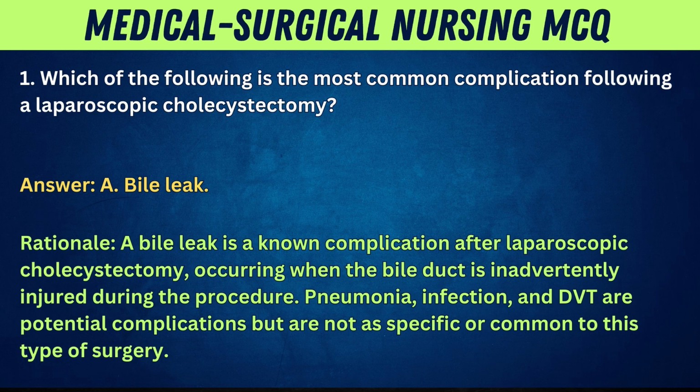Answer: A. Bile leak. Rationale: a bile leak is a known complication after laparoscopic cholecystectomy, occurring when the bile duct is inadvertently injured during the procedure. Pneumonia, infection, and DVT are potential complications but are not as specific or common to this type of surgery.